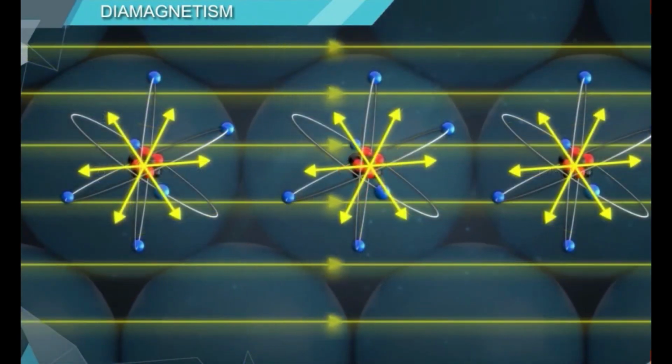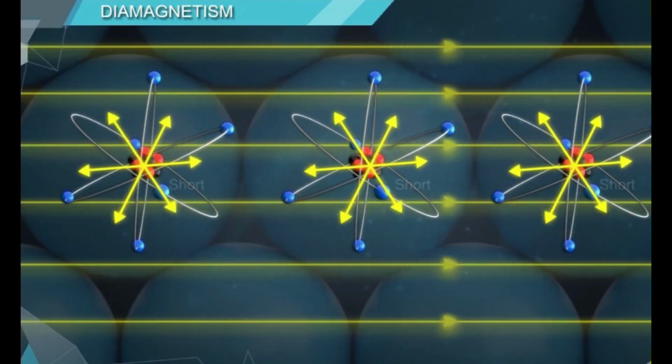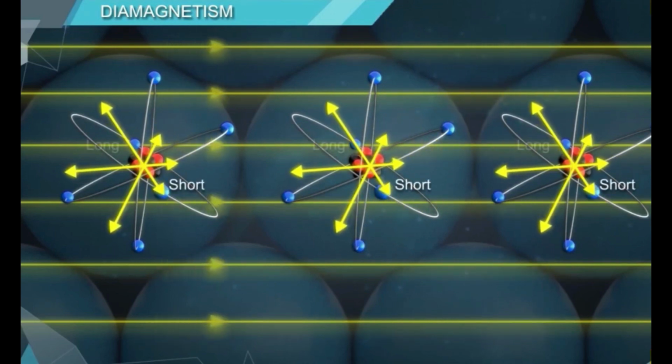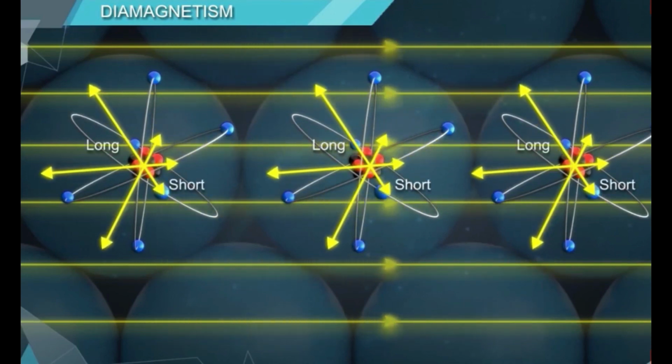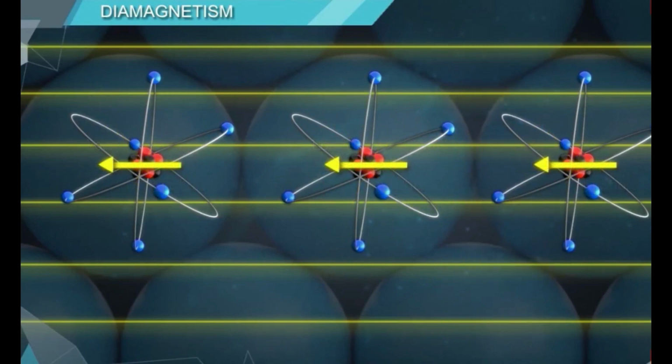Similarly, all the electrons in various orbits experience a change in magnetic moment. Some become short and some become long. Due to this, the atom develops a net magnetic moment in the direction opposite to that of the applied field.